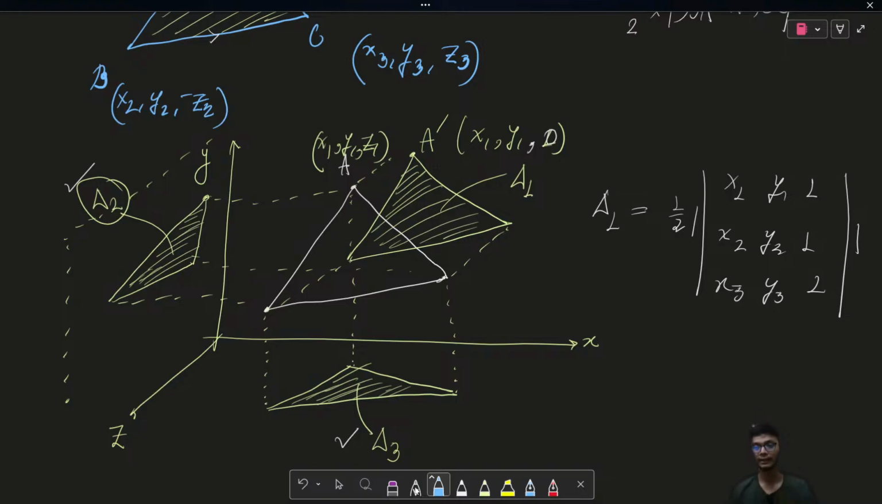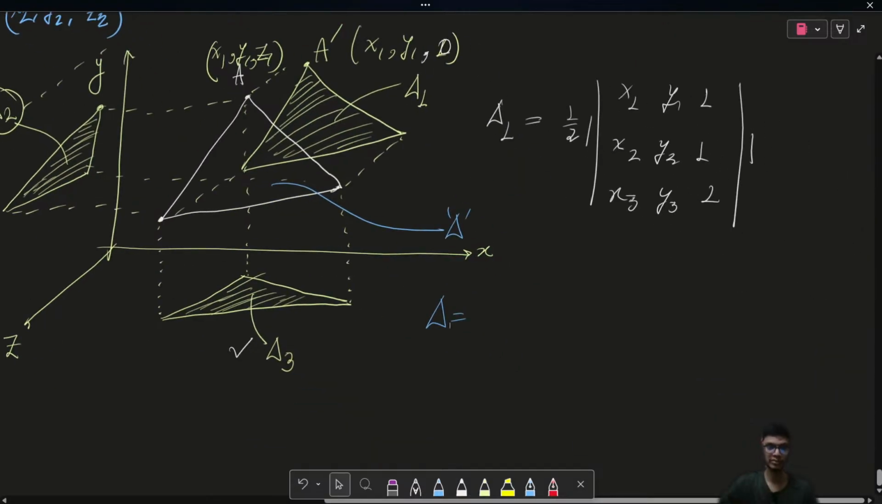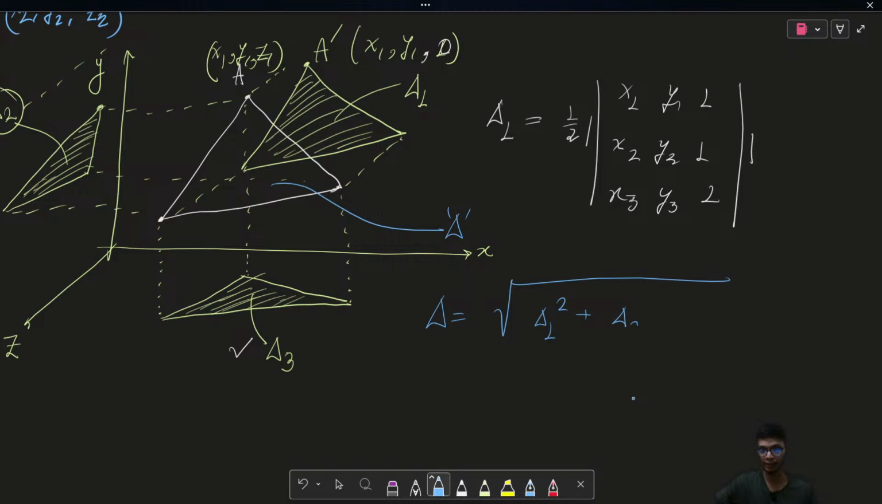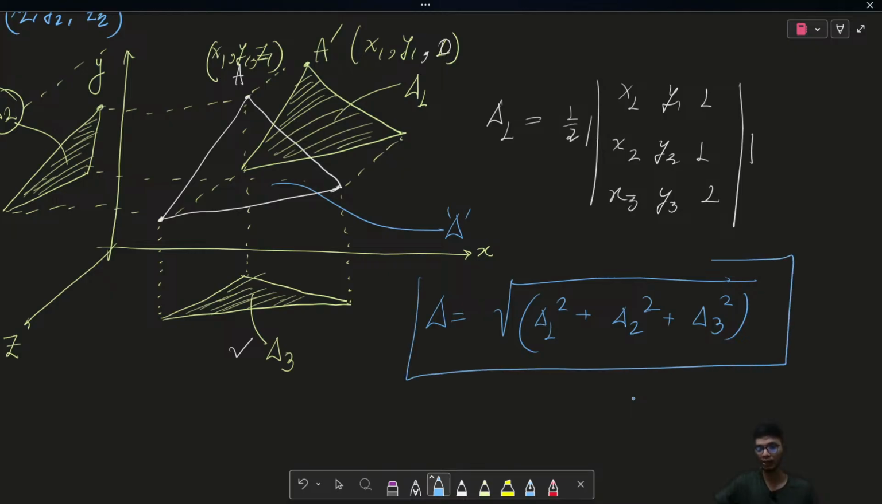So in order to find that, let us say that for the three-dimensional triangle, the actual area is delta. So this delta can be given by the relation: square root of delta 1 squared plus delta 2 squared plus delta 3 squared. This is a very generic relation that you can also use to find out the area of the triangle in three-dimensional space.